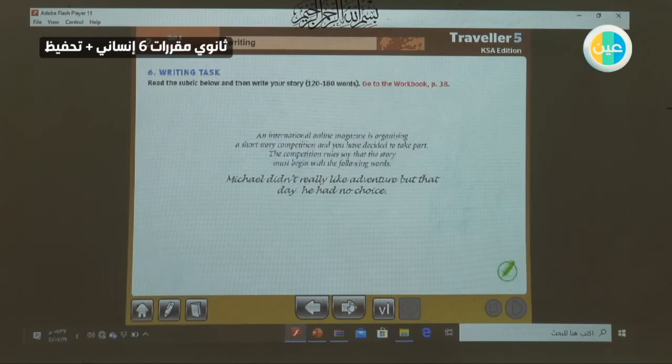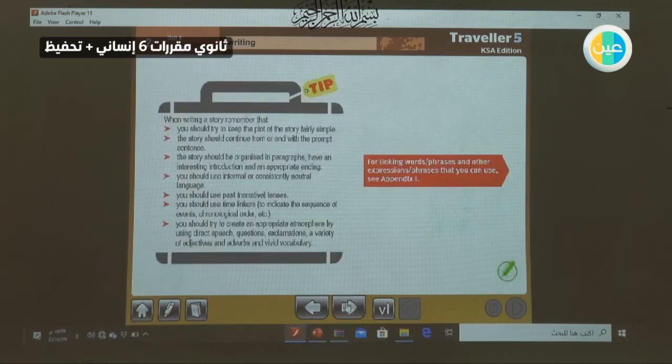You will start your writing task. Read the rubric below and then write your story from 120 to 180 words. You will write it in your workbook. The introduction sentence is, Michael did not really like adventure, but that day he had no choice. This is an international online magazine organizing a short story competition, and you have decided to take part in this competition. The rule says that the story must begin with the following words, as we told you before. So you can use the previous lesson as a model but never copy it. Write your own experience, use your own words to make it more real and easier for you.